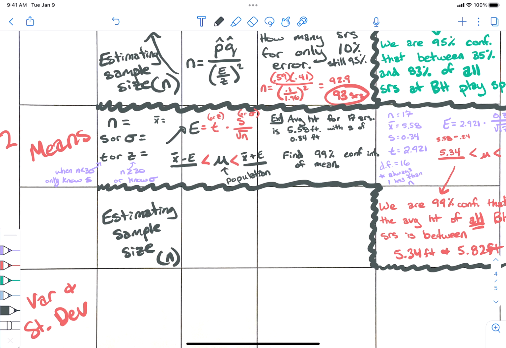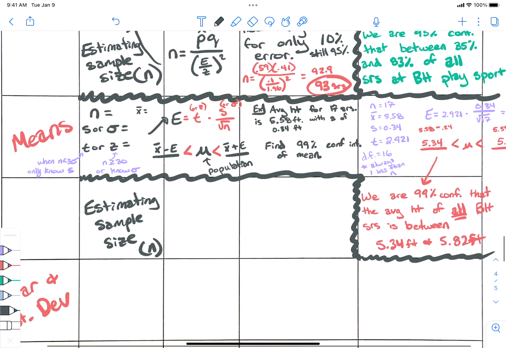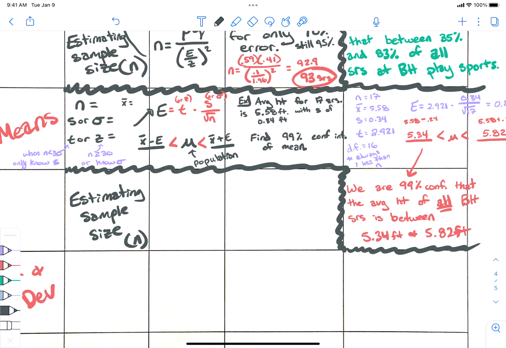We'll do this box and then we'll save variance and standard deviation for tomorrow. I'm going to give you guys your reviews though, so you can look those over.